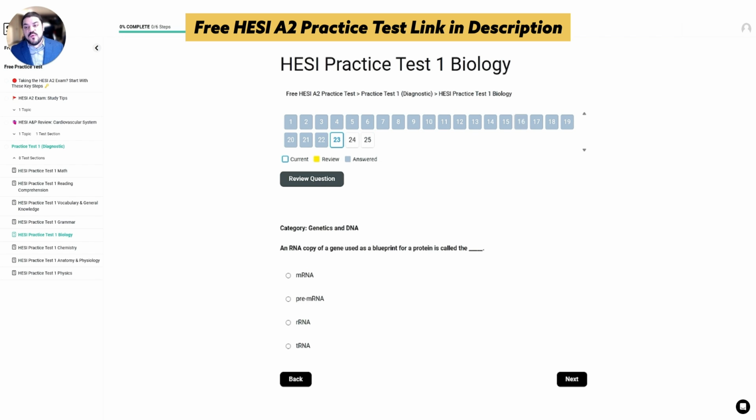Question 23, a couple more. An RNA copy of a gene used as a blueprint for a protein is called the mRNA, pre-mRNA, rRNA, or tRNA. The correct answer is A, mRNA, or messenger RNA.